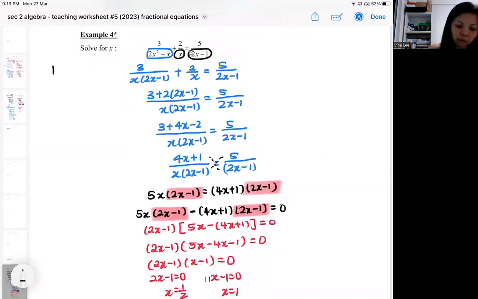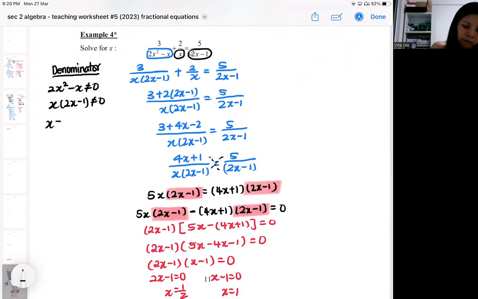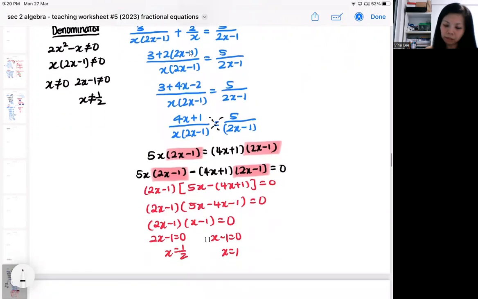So if you do a mental check on the denominator, the denominator cannot be 0. So 2x squared minus x cannot be 0. So x cannot be 0. 2x minus 1 cannot be 0. X cannot be half. So one of them is a half, so you need to reject it.